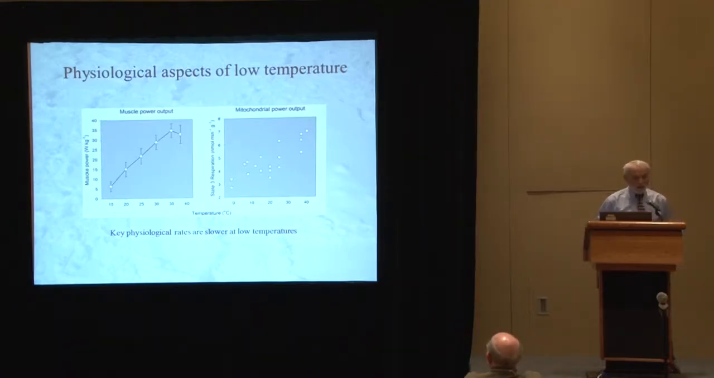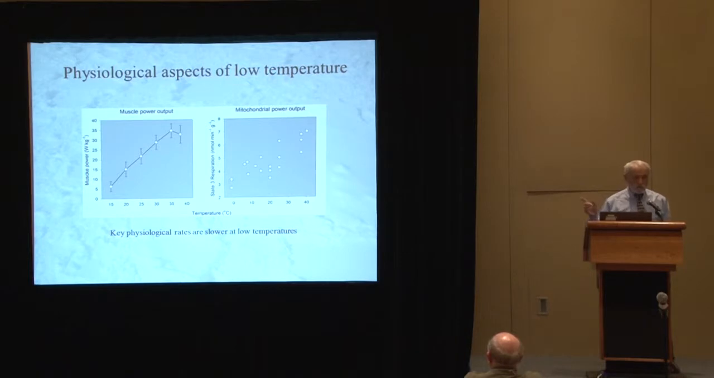With that caveat in mind, I've chosen 2 slides here to say something about the effect of organism physiology and temperature. On the left is a graph showing you the relationship between temperature and muscle power output. It happens to be in an Australian lizard, but it could be in anything. It's a general result, but I've shown you there some data for an Australian lizard. On the right is the data for the power output by mitochondria and temperature.